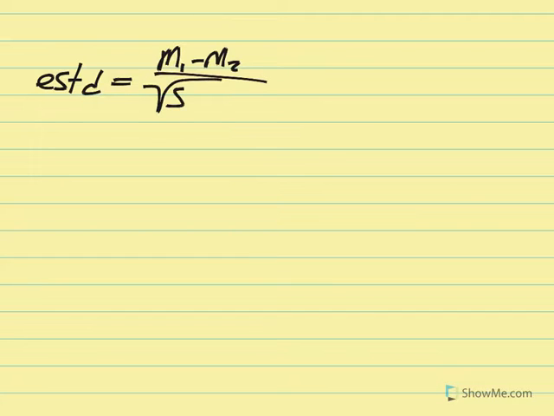Okay, so we'll begin with estimated d. Our estimated d equation says we're going to take the sample 1 average minus the sample 2 average and divide by the square root of the pooled variance. And we have all of these values. All we need to do is replace variables. So we know that the sample 1 average was equal to 93, the sample 2 average was equal to 85, and our pooled variance, which we had calculated earlier, was equal to 20. So we're going to take the square root of that.